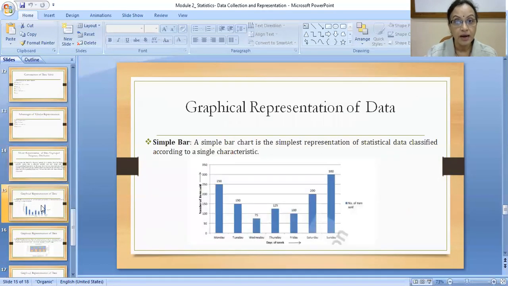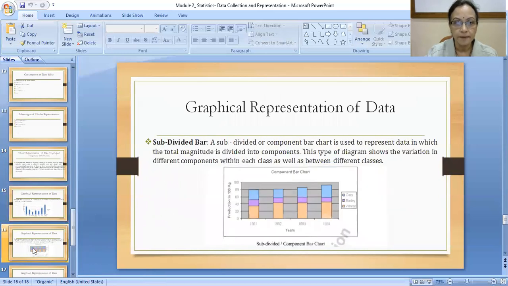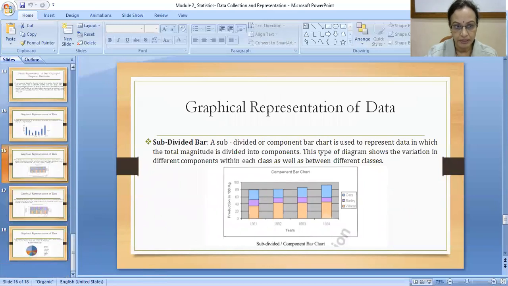Now see the graphical presentation of data. So simple bar. A simple bar chart is the simplest presentation of statistical data classified according to a single characteristic. So in this way, you can represent it. Then the subdivided bar. This is another graphical representation of data. A subdivided or component bar chart is used to represent data in which the total magnitude is divided into components. This type of diagram shows the variation in different components within each class as well as between different classes.